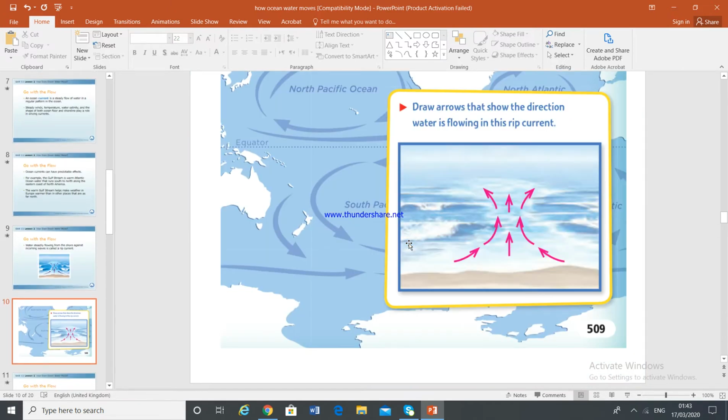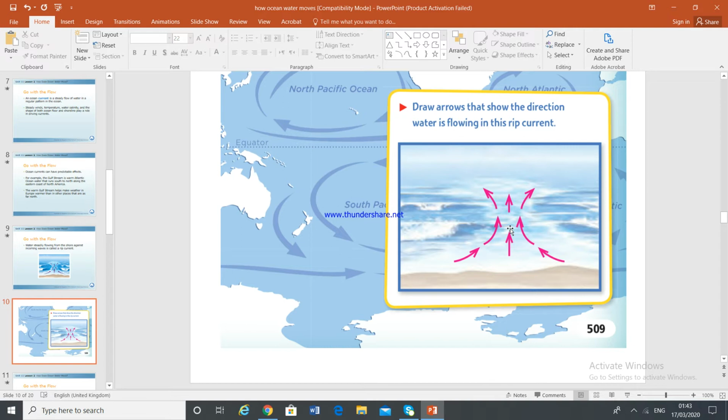Now here, it's page 509. You need to draw, because they've shown you, draw an arrow that shows the direction water is flowing in the rip current. I told you the word rip current, whenever you see the rip current, the direction has to be opposite, not towards the shore. It has to be opposite. Do you see how it is going against the beach, opposite to the shore? So that's why you need to complete this page by drawing the opposite directions.